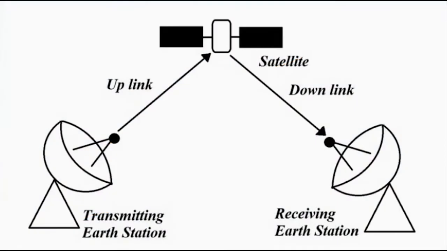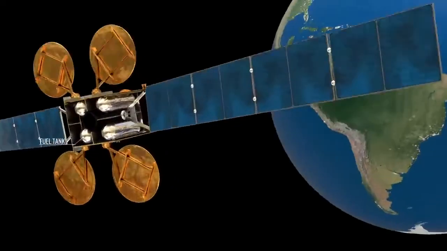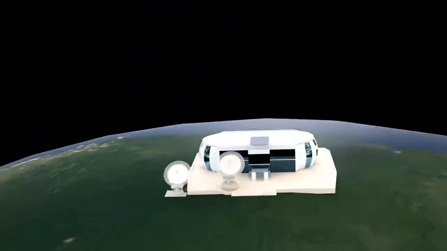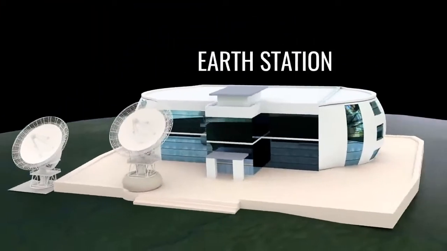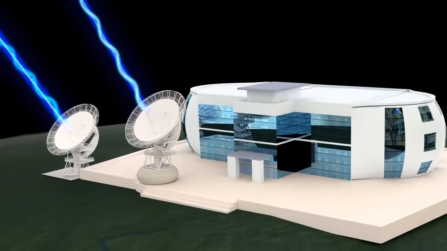A communication that takes place between two Earth stations through a satellite is called a satellite communication. The end users are connected to the Earth stations through terrestrial communication networks. The user generates a message signal to be processed to the Earth station. The Earth station modulates the signal and sends it to the satellite at the uplink frequency.